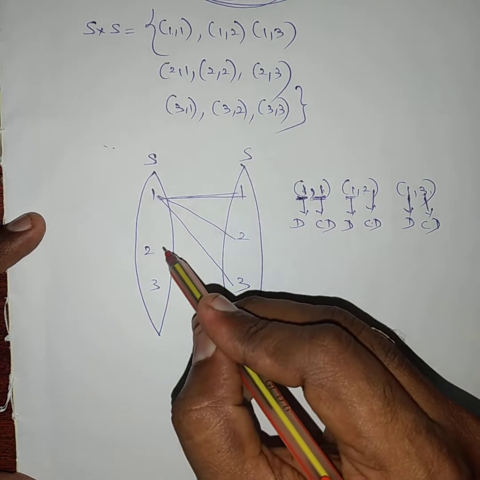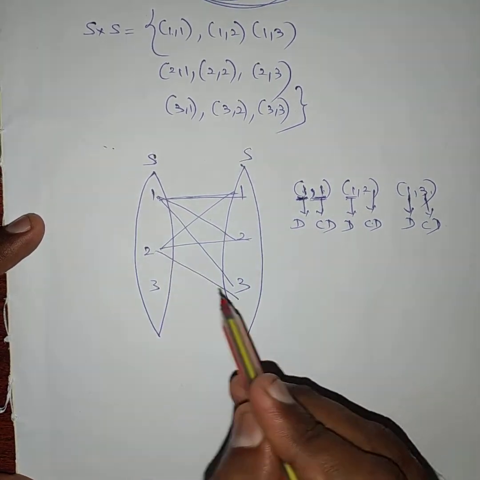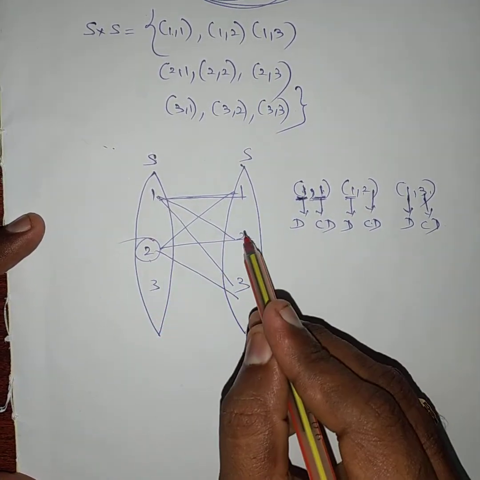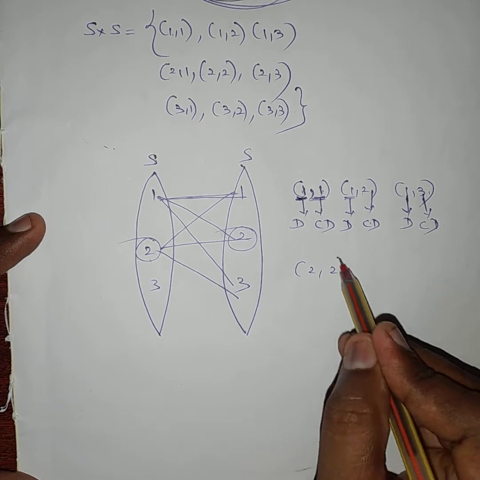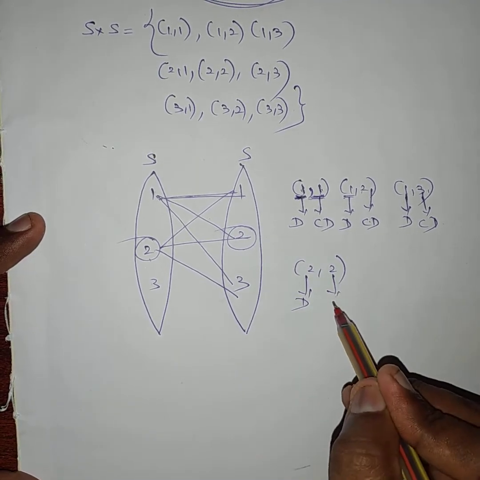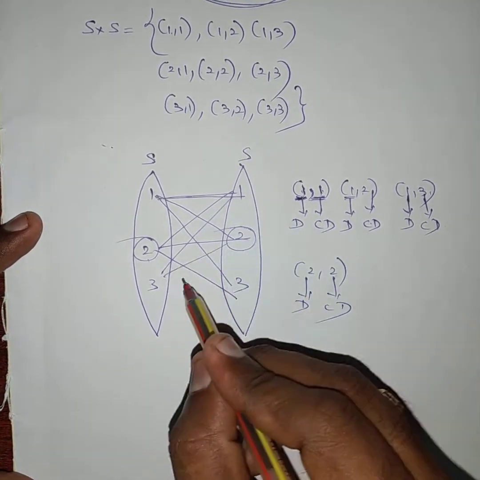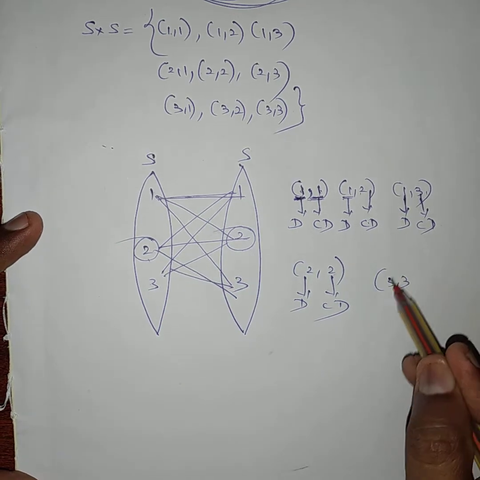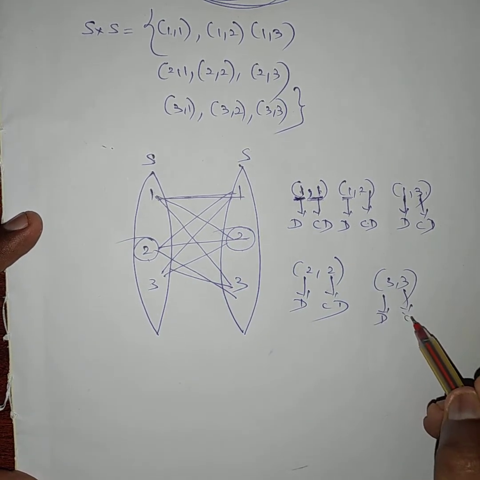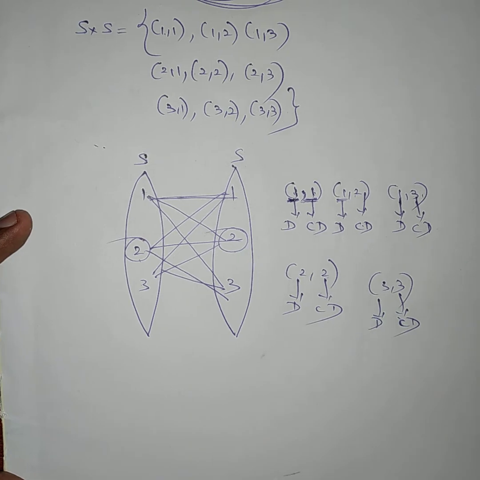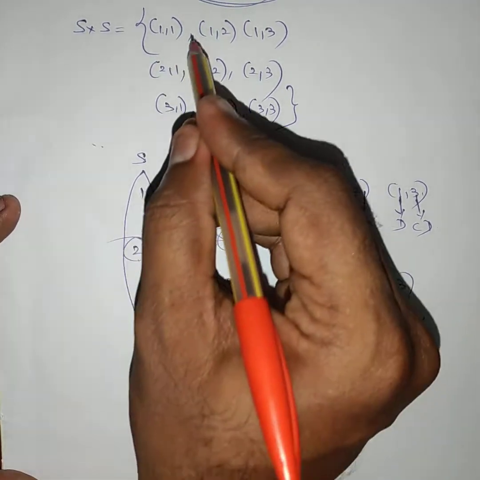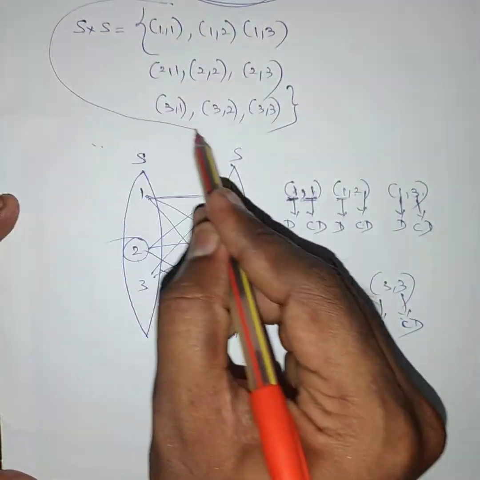The same for (2,1), (2,2), (2,3). This 2 is the domain, this 2 is the codomain. Then (3,1), (3,2), (3,3): this is the domain, this is the codomain. So this is the Cartesian product.